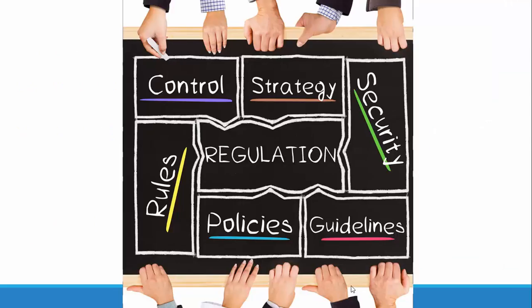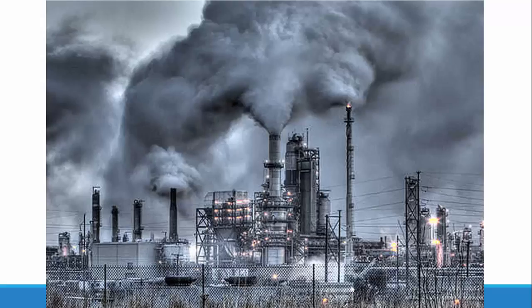Another big theme during the progressive movement is the idea of regulations. A regulation is a rule that is put in place. The government began to regulate industries like the oil industry. Oil was a big industry around the country, but especially in Louisiana.